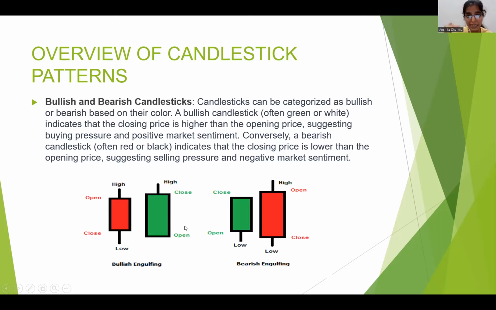Means the closing price of the day is higher than the opening price of the day, and this suggests buying pressure and positive market sentiment. This gives you a positive sign that you can buy the stock if you see this type of pattern. And conversely, a bearish candlestick pattern indicates that the closing price is lower than the opening price, and it suggests selling pressure and negative market sentiment, that you should sell the stock if you are holding it right now.